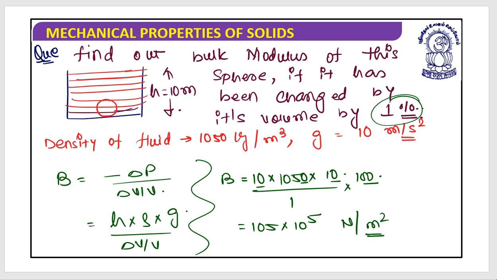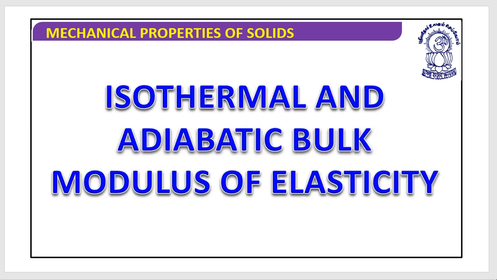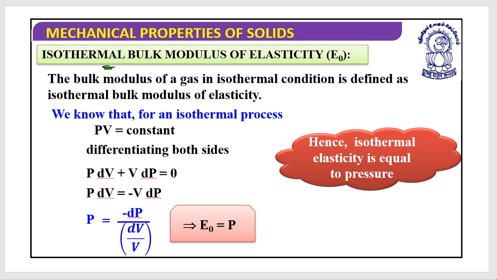Great. So let's understand isothermal and adiabatic bulk modulus of elasticity, as well as the different elasticity for the different processes of gases. First, let's begin with the isothermal bulk modulus of elasticity. The bulk modulus of a gas in isothermal condition is defined as the isothermal bulk modulus of elasticity.